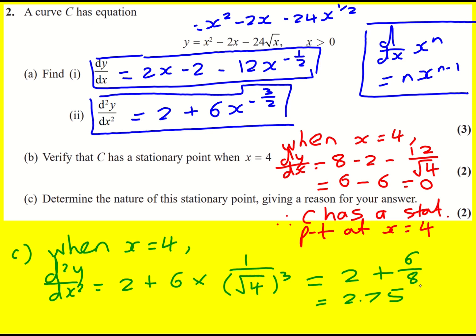Now, this is greater than 0. That's the main thing. Therefore, the stationary point is a minimum.